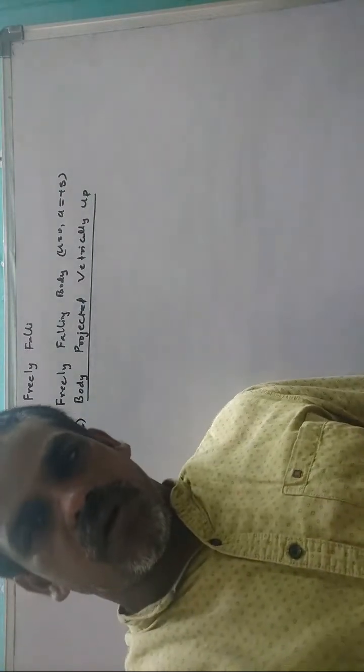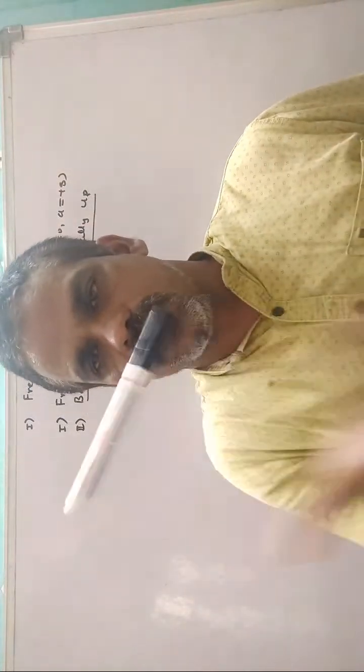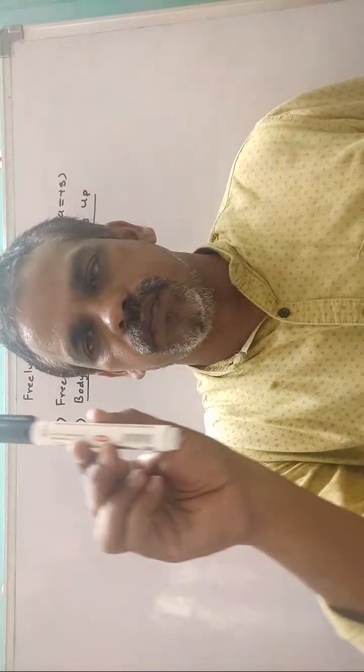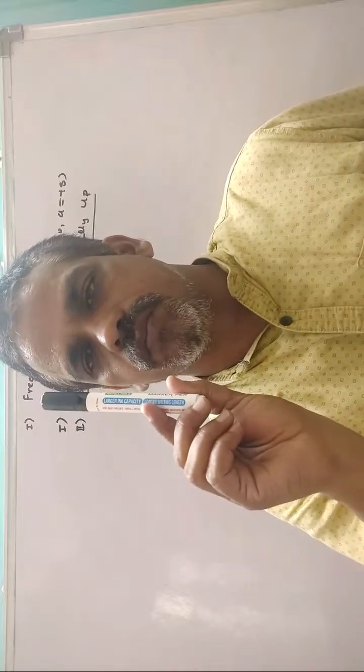A body projected vertically up means take a ball and project it up, perpendicularly. So what are the conditions for projecting vertically upward, not obliquely? That means it will go straight. If you project it, it will go straight only, vertically up.